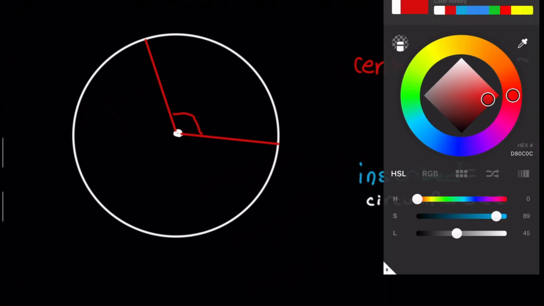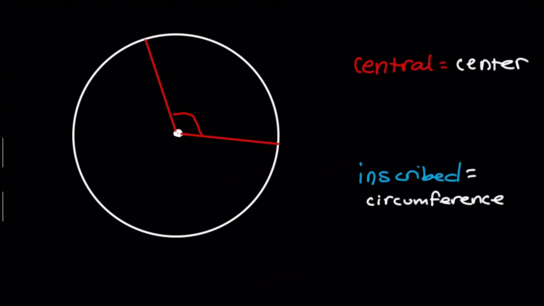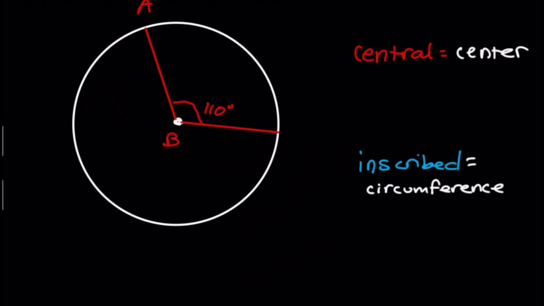So anyways, let's say that this angle right here is 110 degrees, right? So that's the central angle. Say this is A, and the point that is on the center of the circle is B, so the circle is called circle B, because the center point is called B. And then, make sure you have the angle in front.